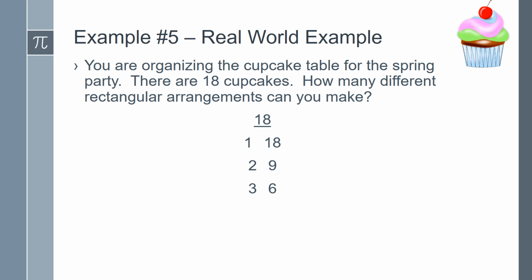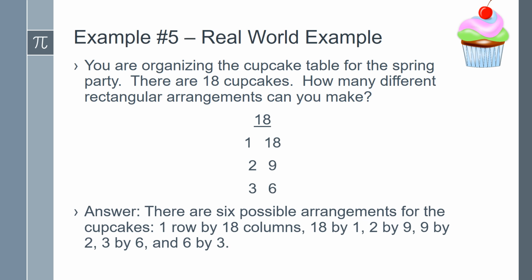This means we could have 1 row of 18 cupcakes, or 18 rows of 1 cupcake. We could have 2 rows of 9 cupcakes, or 9 rows of 2 cupcakes. And we can have 3 rows of 6 cupcakes, or 6 rows of 3 cupcakes. So there are 6 possible arrangements for the cupcakes. 1 row by 18 columns, 18 by 1, 2 by 9, 9 by 2, 3 by 6, and 6 by 3.